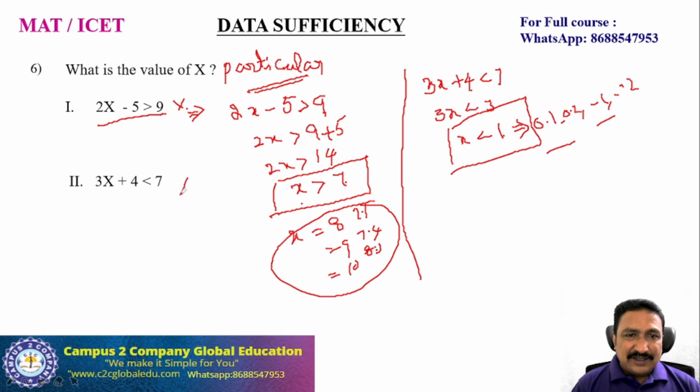Okay now friends, when the first statement alone is not sufficient and the second statement alone is not sufficient, we have to combine. While you are combining, according to the first statement you are getting x greater than 7.